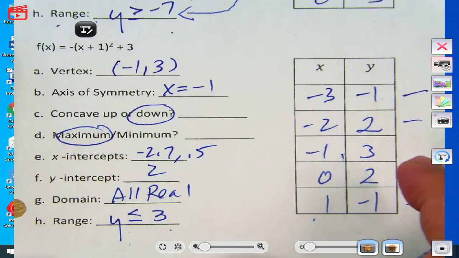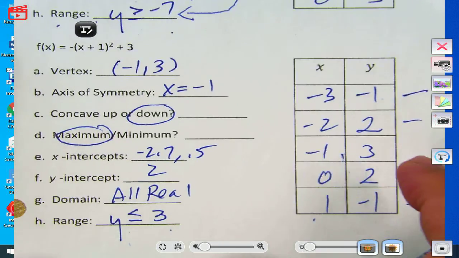What happens when you plug in 0? 2 again. And then negative 1. Anybody notice the pattern yet? If you get these numbers up top, you should get the same numbers on the bottom. That's a good way to check to see if you're on the right track.